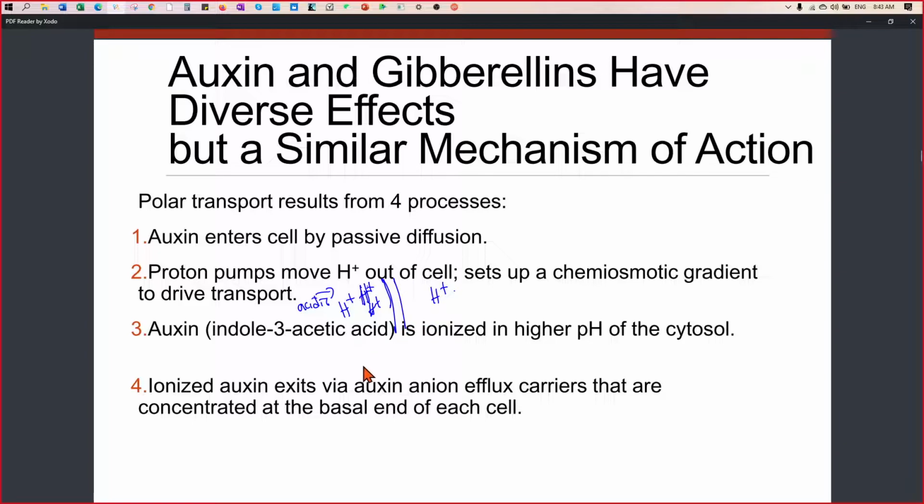And also, auxin has various forms. In this example, it's called IAA. Auxin is the name of a hormone class, and under auxin there are many species. It can be IAA, indoleacetic acid, it can be IBA, indolebutyric acid. They are all auxin, okay? And they are ionized in the higher pH of the cytosol, right? Ionized auxin exits via auxin anion efflux carriers that are concentrated at the basal end of each cell.